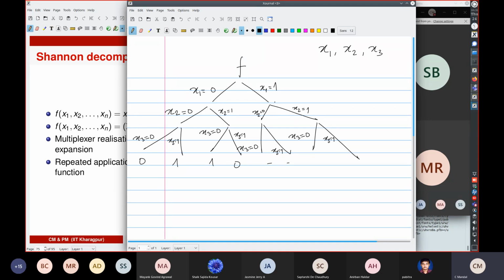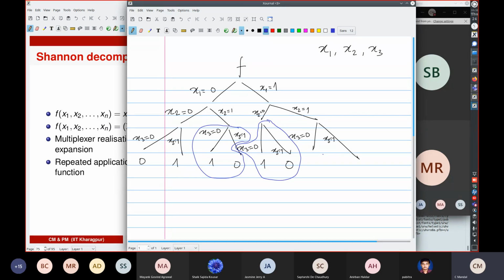Now note that some of the sub functions may be identical. Let us take an example. So suppose this is also, so here this sub function is identical, as you can see. This is the same as this really.